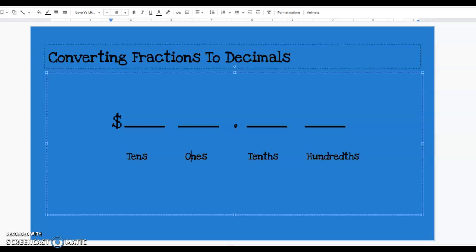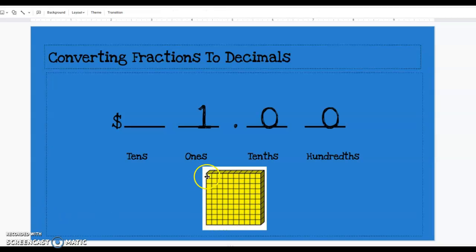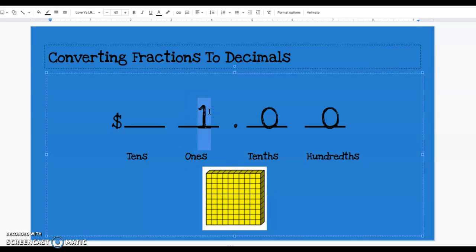We can also use base 10 blocks to help us visualize this work. When using base 10 blocks, I always have one large block here that's made up of 100 little blocks. This represents one whole. To show one whole, or if we're using money, $1, I would have a 1 in the ones place, and then I don't have anything extra, so I'd have a 0 in the tenths place, and a 0 in the hundredths place.